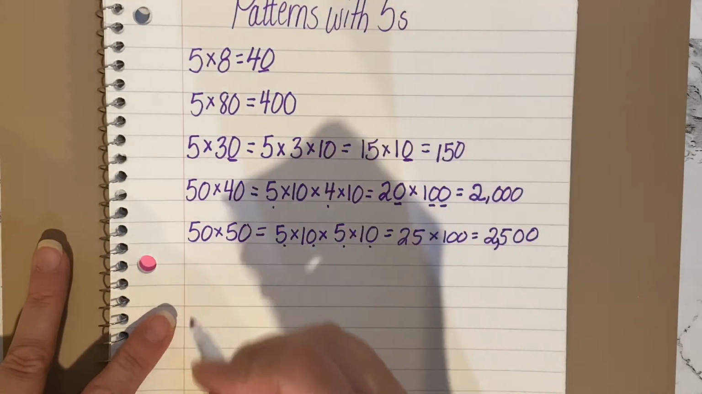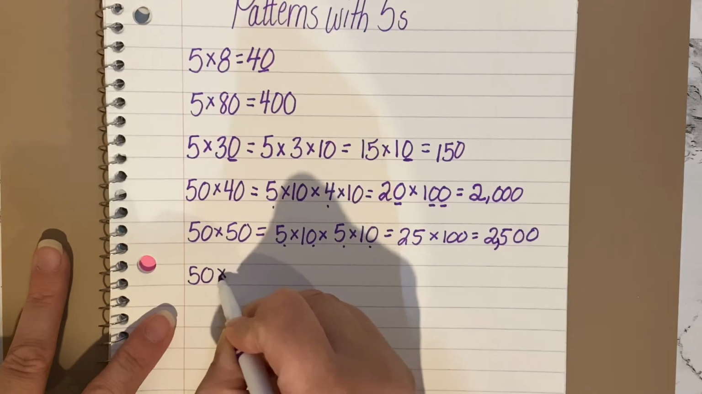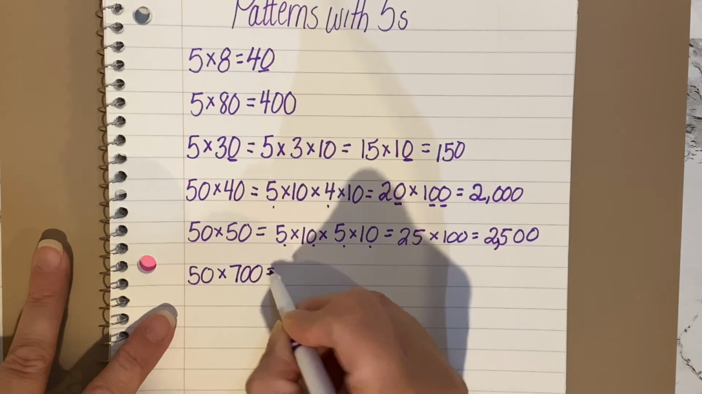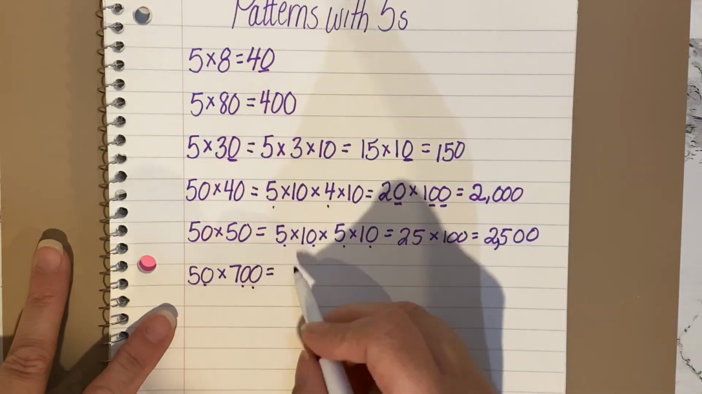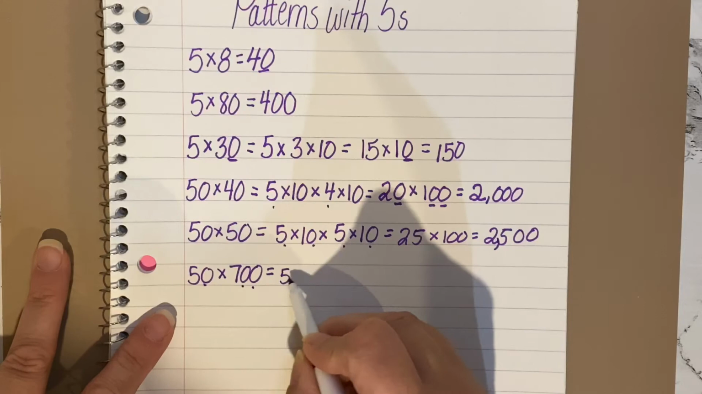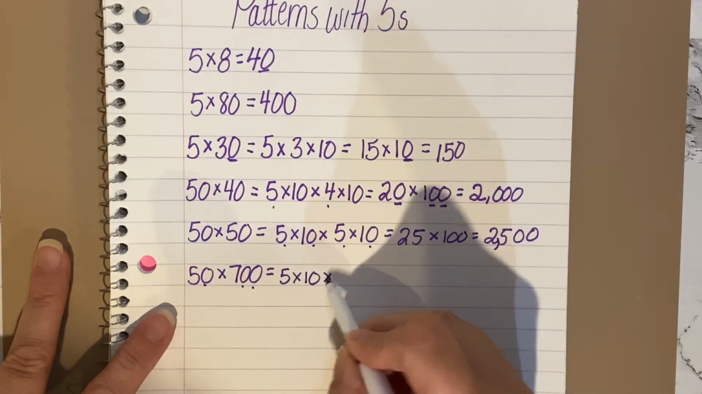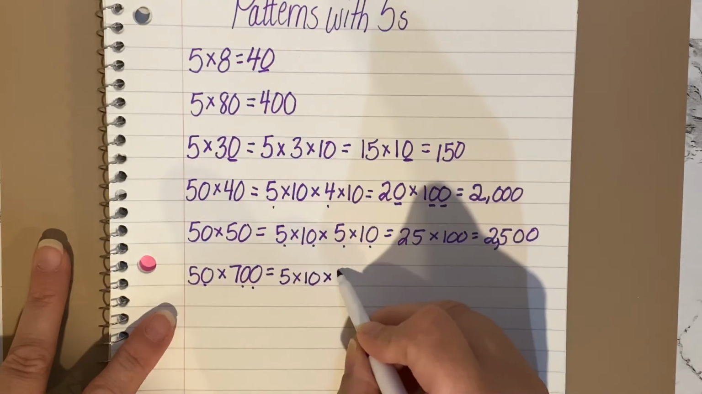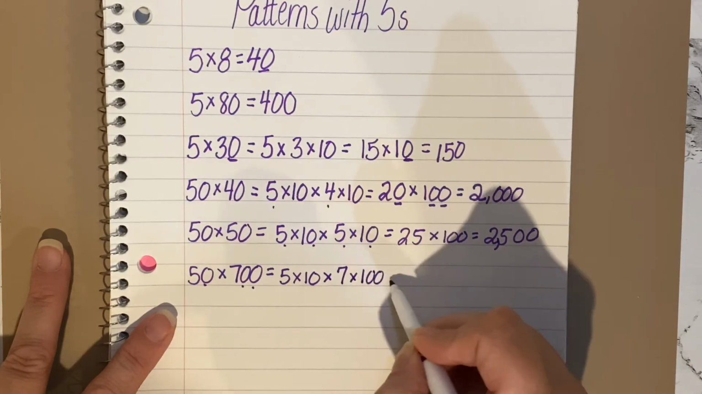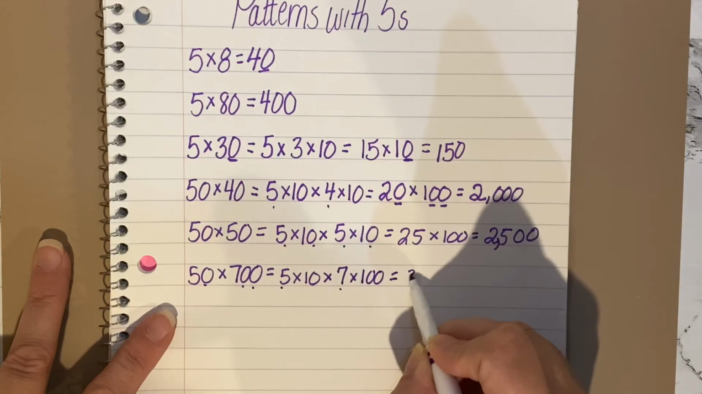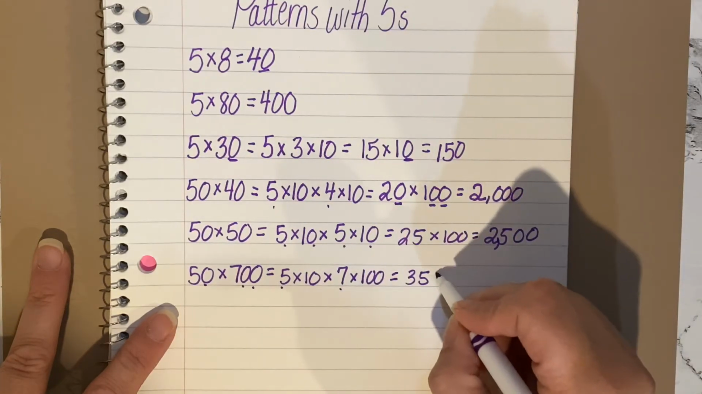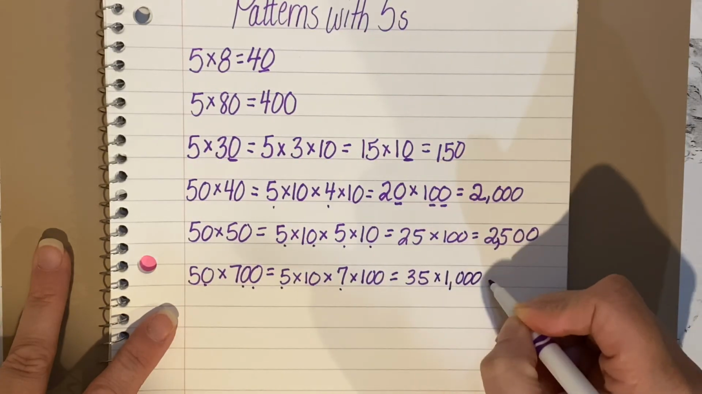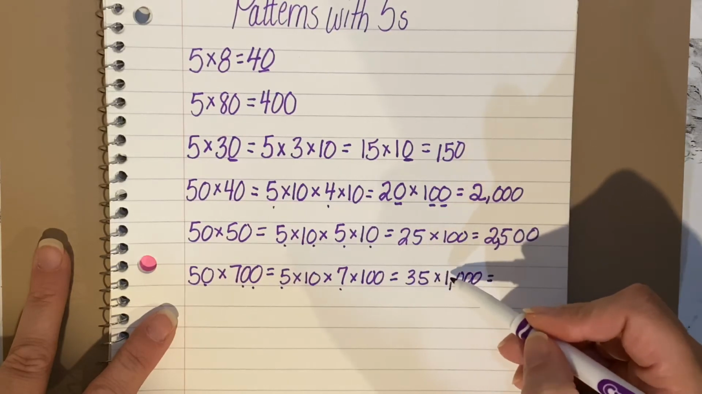So now let's add even more zeros. Let's do 50 times 700. We have 3 zeros in our problem. Let's expand it out. 50 is 5 times 10 times 7 times 100. We have 5 times 7 is 35. We have 100 times 10, which is 1,000. So our answer is going to be 35,000.